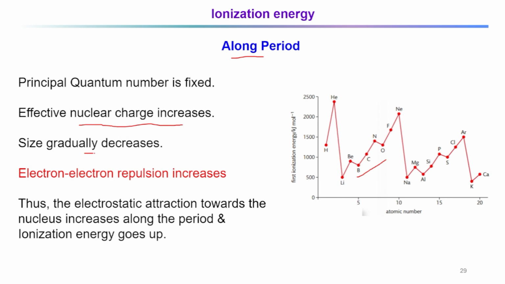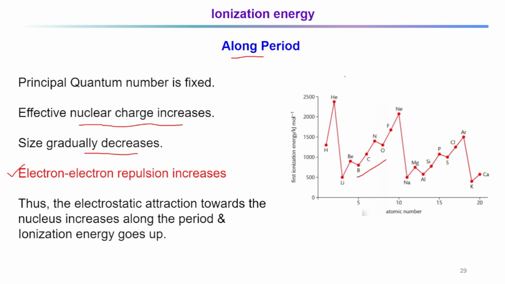The size gradually decreases. The atomic size is also decreasing from left to right because of the increase in the effective nuclear charge, right? So all these factors increase the ionization energy from left to right. Another factor, electron-electron repulsion, also increases from left to right, but this is a negligible factor in the case of ionization energy. So that's why I'm writing it in red. This factor is very minor and you have to neglect it. Thus, the electrostatic attraction towards the nucleus increases along the period and ionization energy goes up.